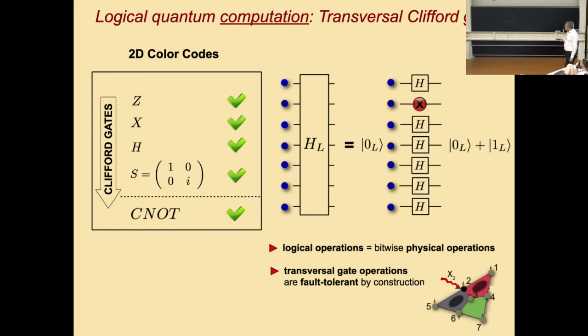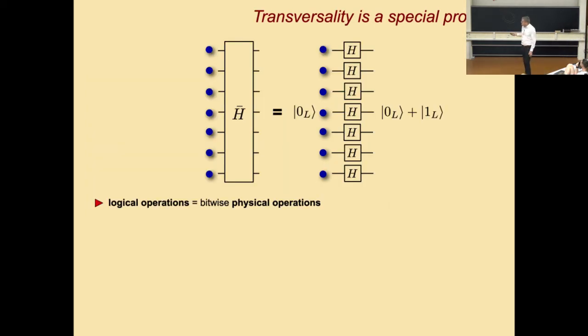And one important feature that you directly see is that if anything goes wrong with small probability p on any of these single-qubit gates, it will at most lead to one error on one physical qubit, rather than messing up the entire 7-qubit register. So transversal gates are fault-tolerant by construction. And this transversality is really a non-trivial feature. It's not given in general for arbitrary codes.